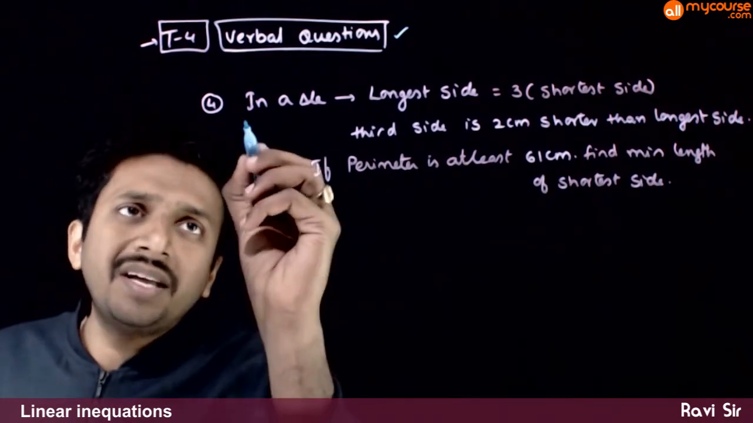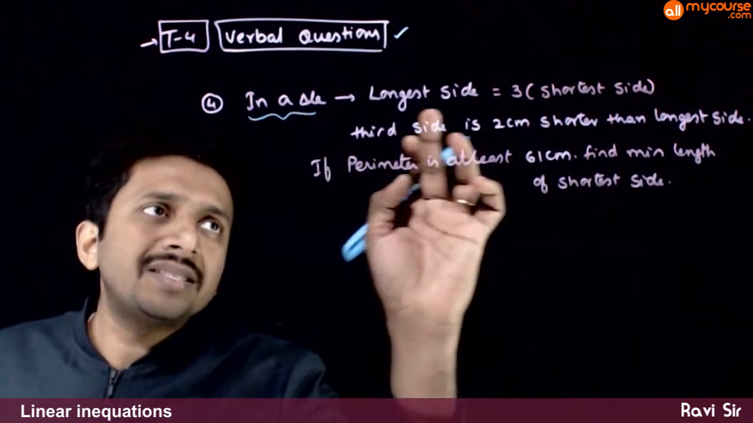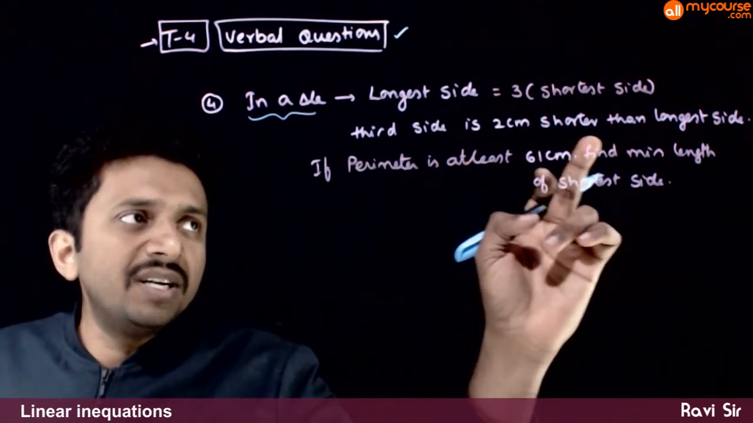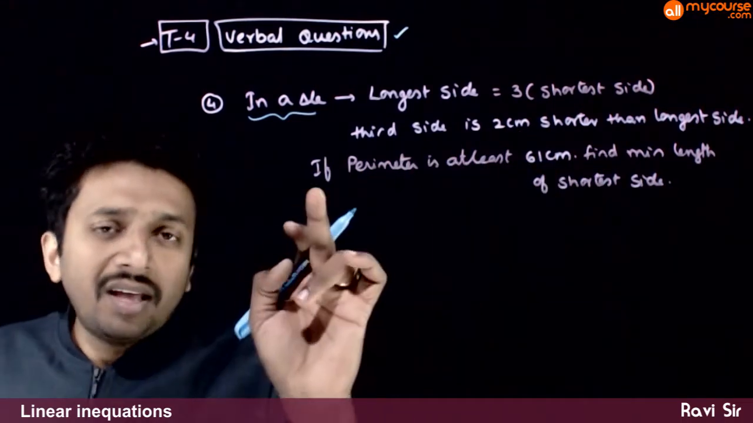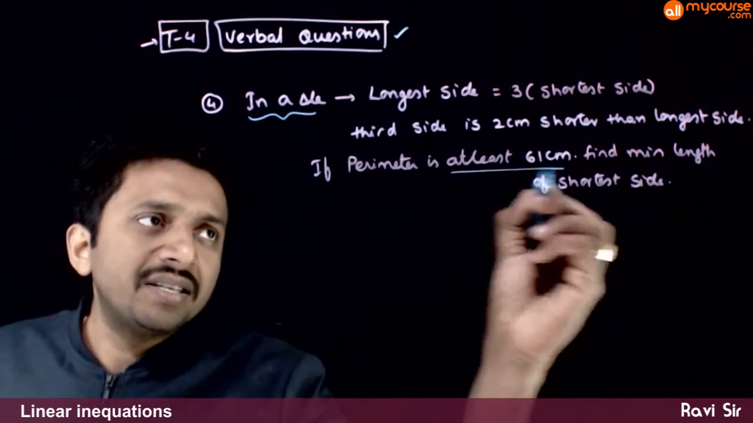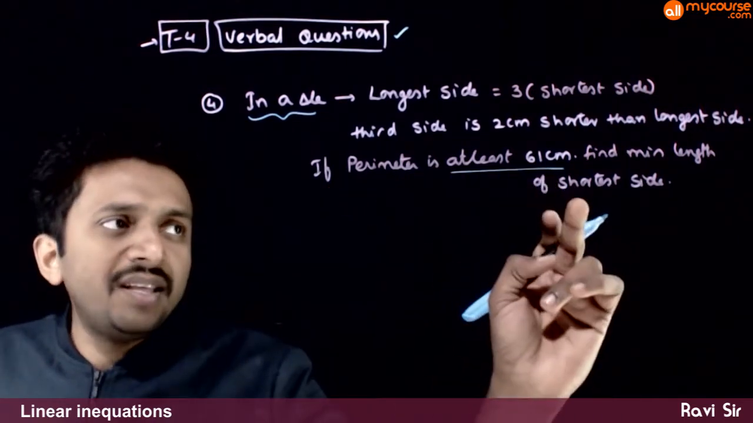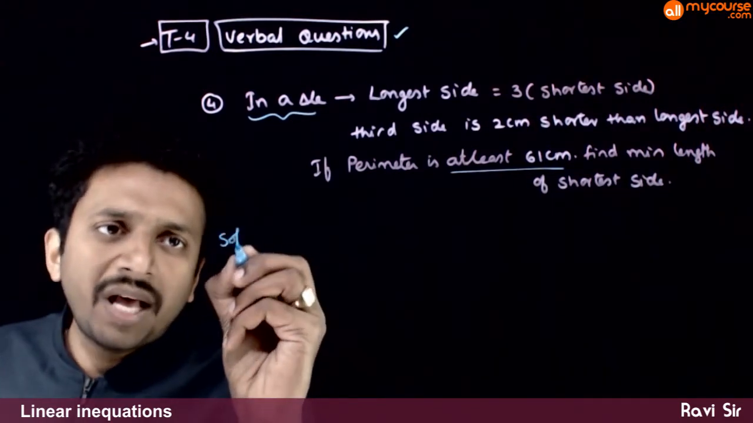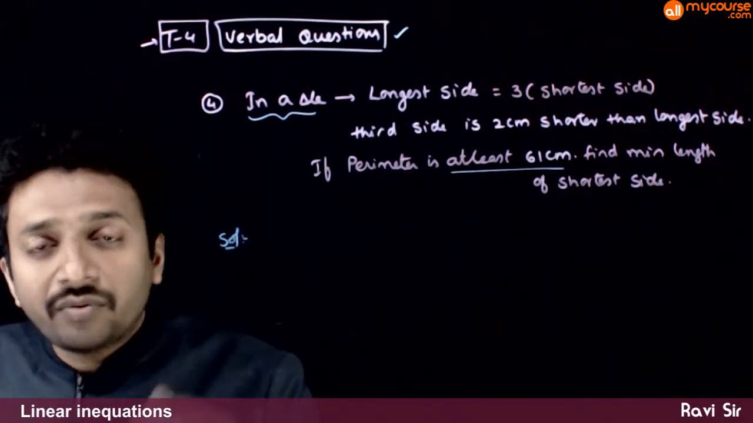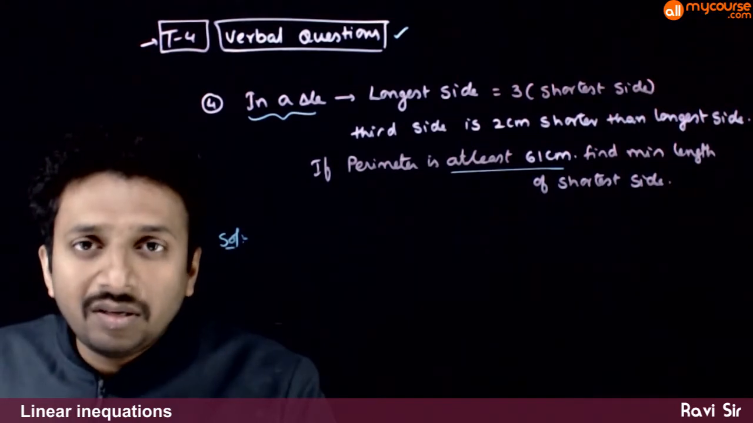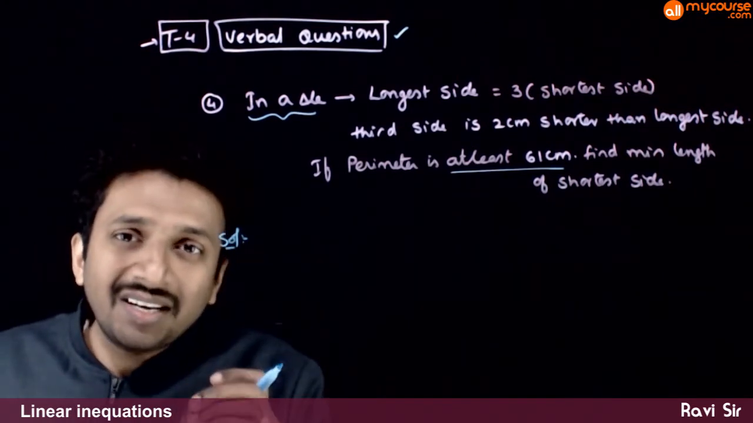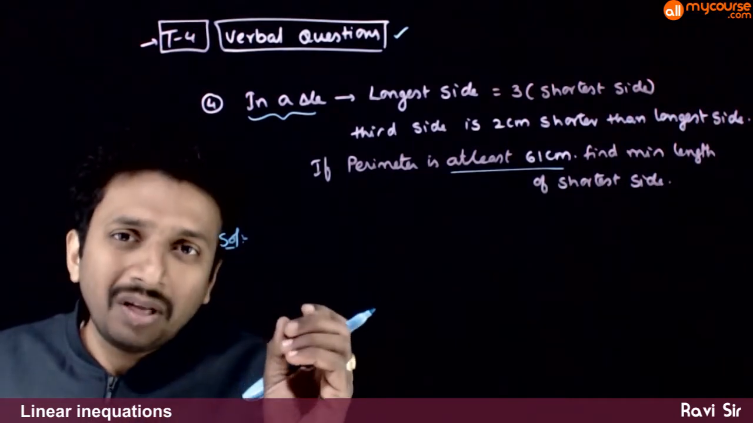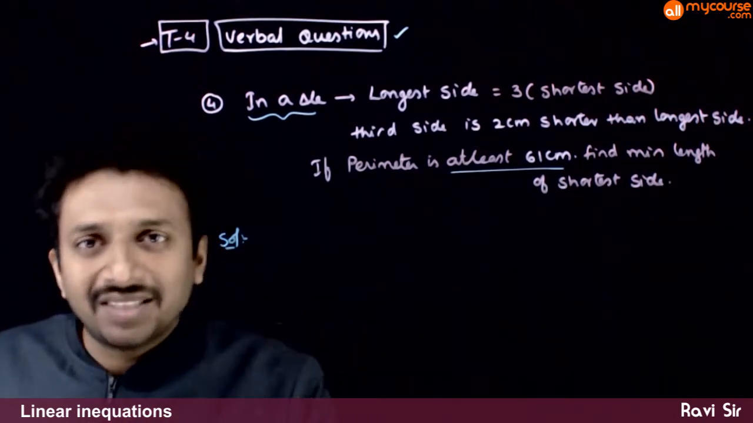In this question, you're given that in a triangle, the longest side is 3 times the shortest side, and the third side is 2 centimeters shorter than the longest side. And if the perimeter is at least 61 centimeters, find the minimum length of the shortest side. So by now you'd have understood how to solve verbal questions in this topic. So you have to create a linear inequation in one variable. So whatever is the unknown, you have to assume it as x.